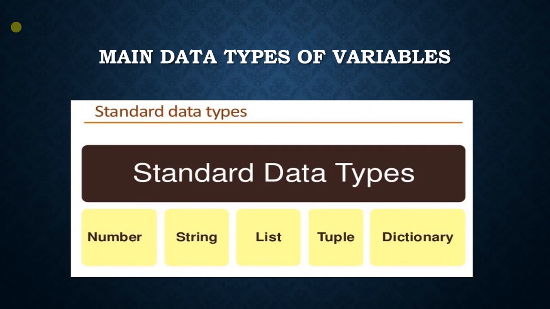Now there are 5 different standard data types in Python. They are numbers or integers, strings, lists, tuples, and dictionaries. These are the 5 main standard data types of Python. Now in our first few sections, we'll be mainly dealing with numbers and strings. We will move on to lists, tuples, and dictionaries later in the course. So for now, we will deal with numbers, that is integers, and strings.